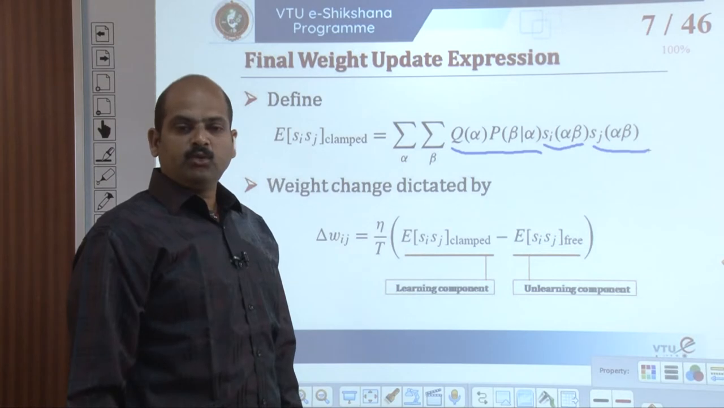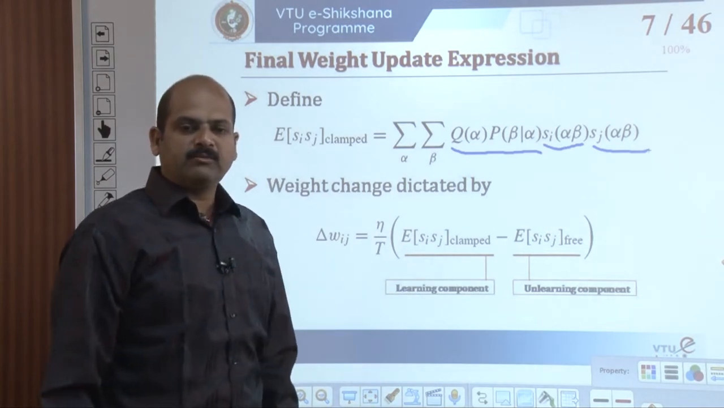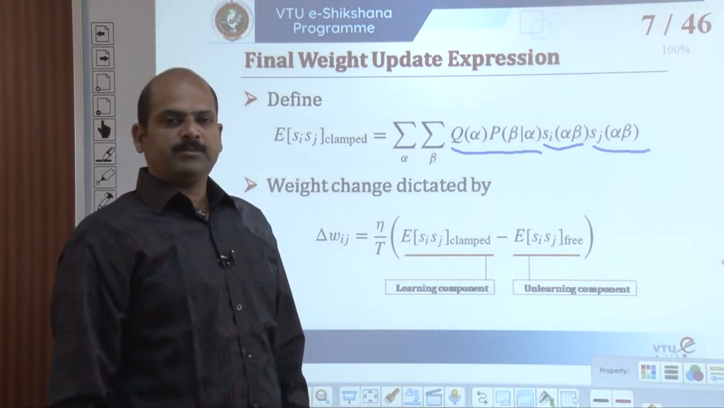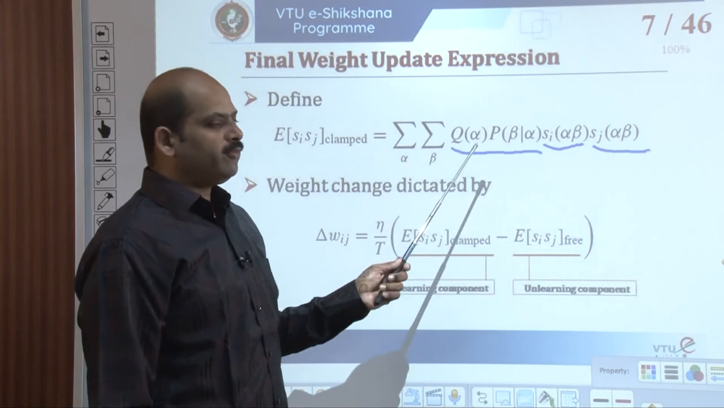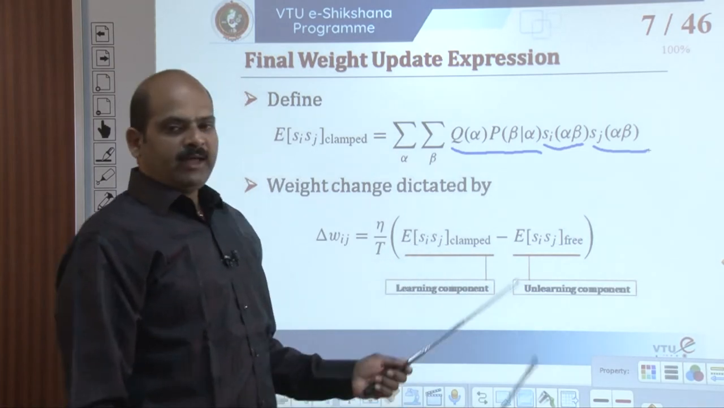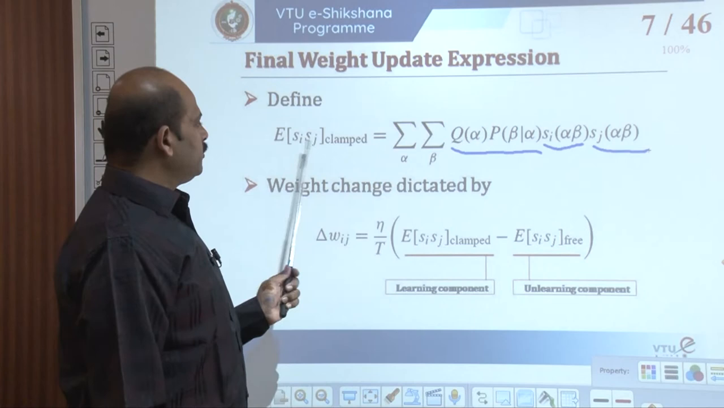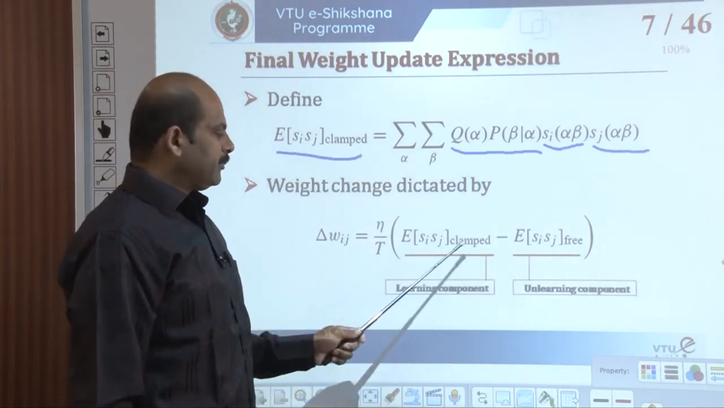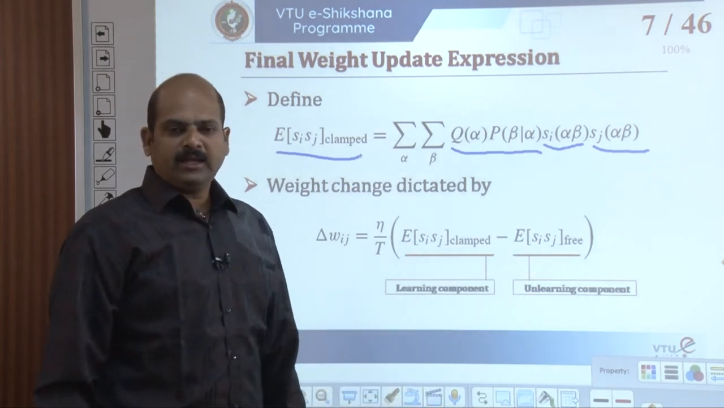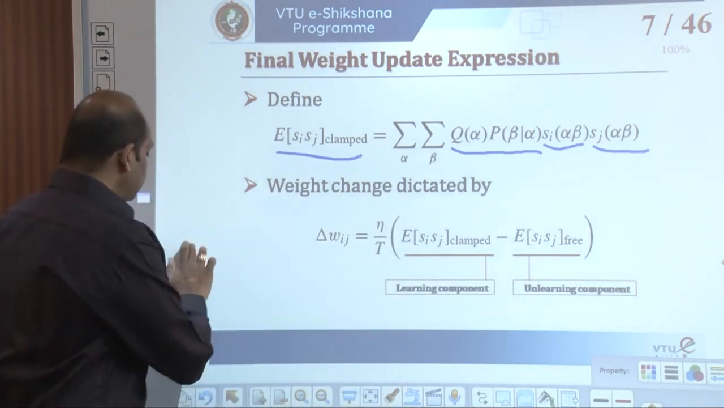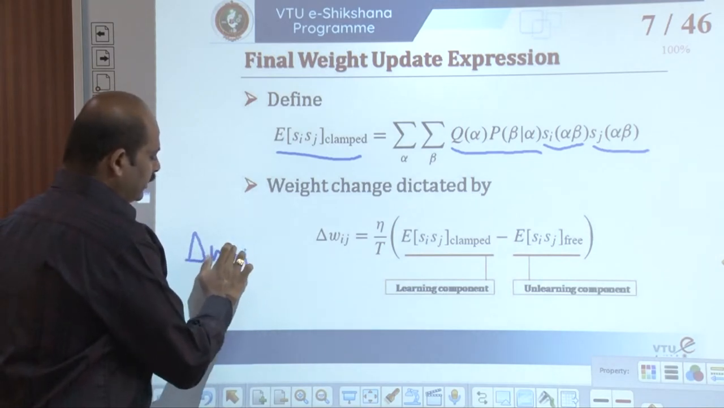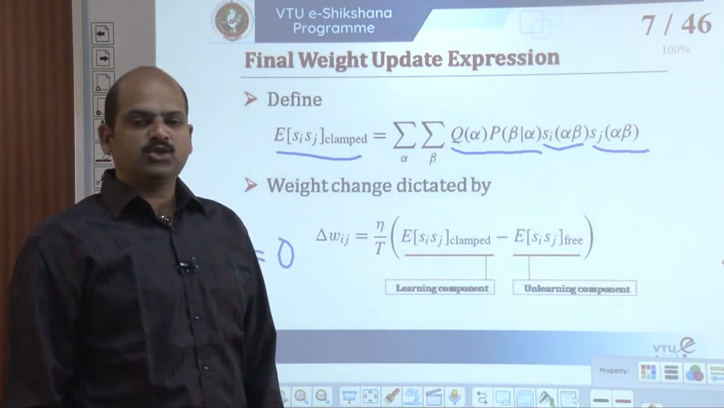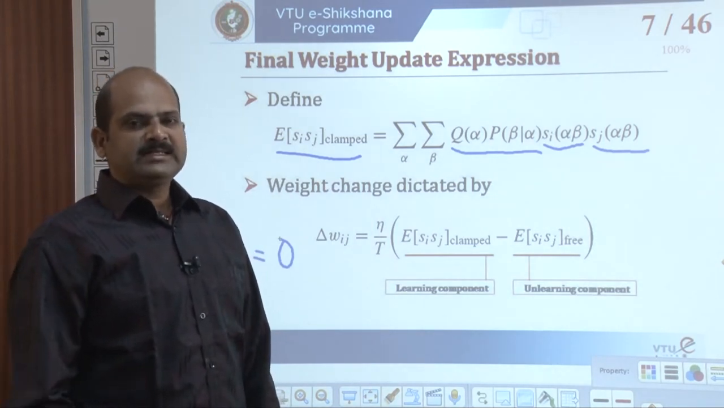So when the visible units are clamped at fixed values in the visible configurations, averaged in accordance with the probabilities of the training patterns Q of alpha, note that when the clamped signal is equal to the free signal, then the del of the weight matrix is equal to 0, and the network weights are said to have converged to the desired values.